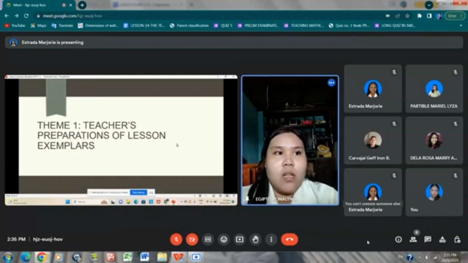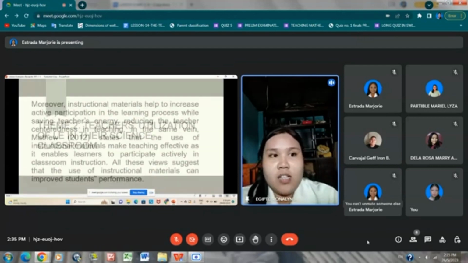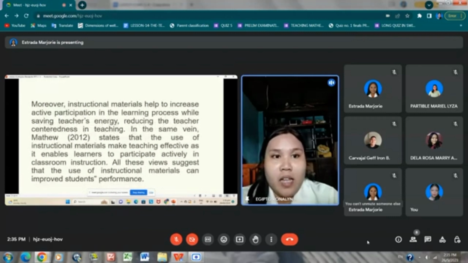Question number 2, what essentials do you consider in preparing lesson exemplars? Based on the 5 participants, they answered that demonstration and strategies are the essentials they consider in preparing LE, and one of them answered that in science, the 5E instructional model, which are engage, explore, explain, elaborate, and evaluate.